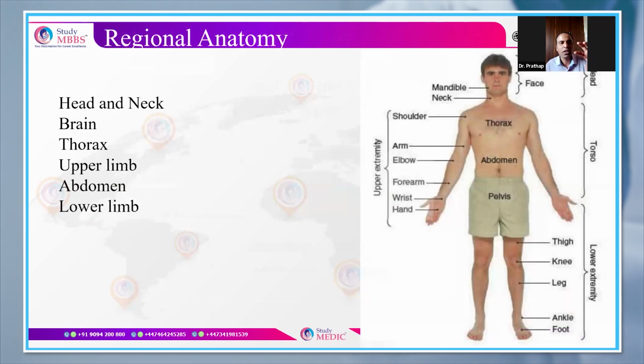In gross anatomy, we can call it regional anatomy. If you study only this region, head and neck, regional anatomy. If you study only the brain, neuroanatomy. If you study only the thorax, thoracic anatomy. Study only the abdomen, abdominopelvic anatomy. Upper limb anatomy, lower limb anatomy. Like this, based on the region, we can study regional anatomy.